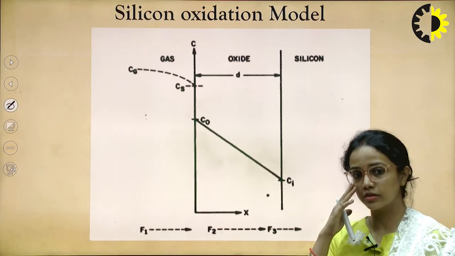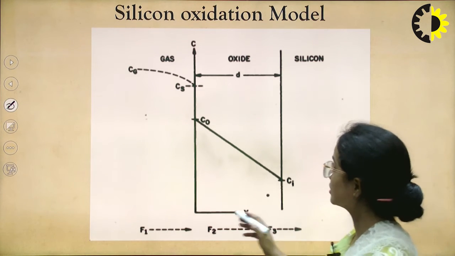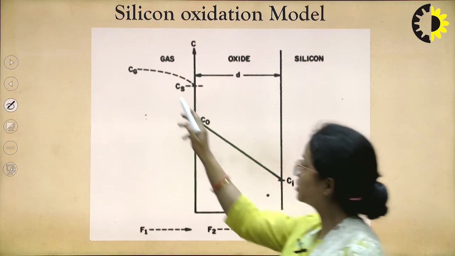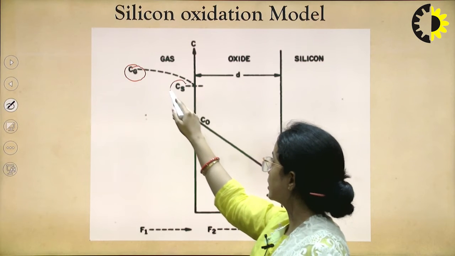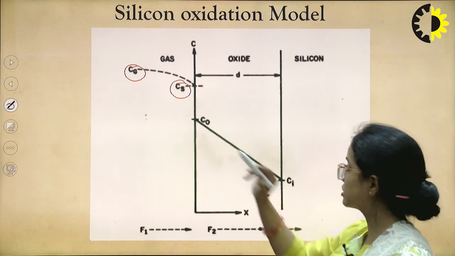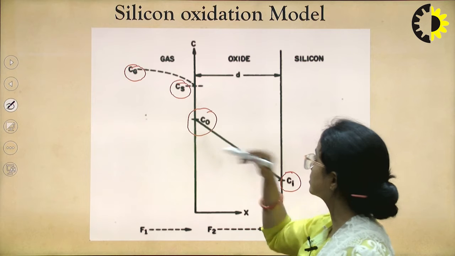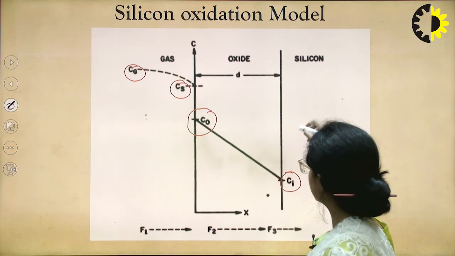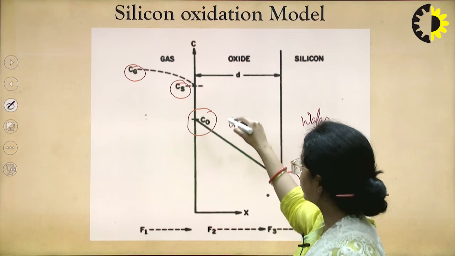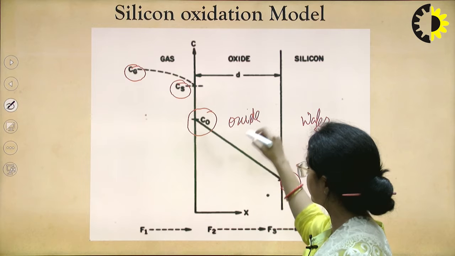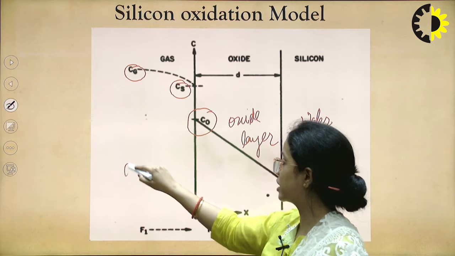So in this oxidation model, let's imagine that Cg is the concentration of gas molecules and Cs is the concentration of solid phase molecules, and this is the inner interface, this is the outer interface, and this is the distance. This is the silicon wafer, this is the oxide layer, and here is the atmosphere or the ambient.